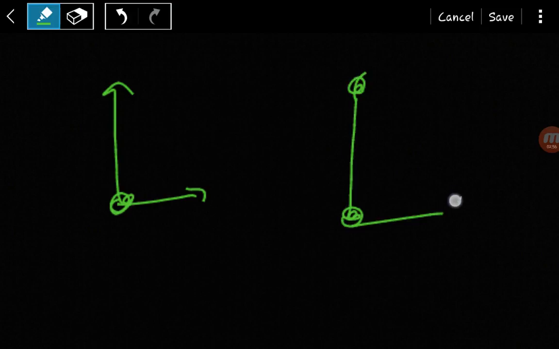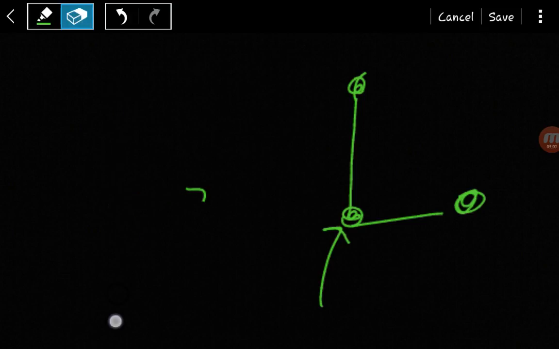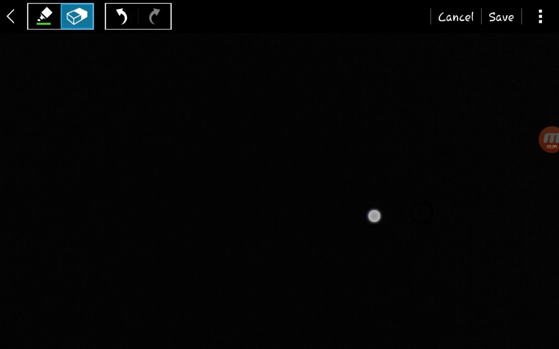A vertex is a common endpoint of 2 rays or line segments. So a vertex is this point if it was connected to 2 rays or 2 line segments. So those are the vertexes. This could be called vertex A or vertex Z or vertex B or V or whatever.